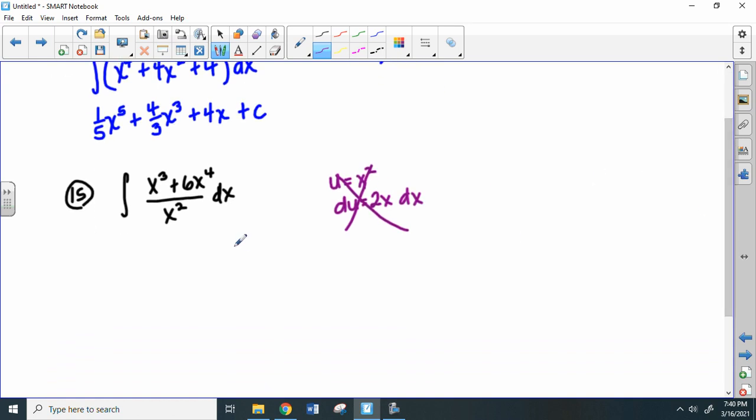In this case, we're going to have to simplify what's already there by doing a little bit of division. So we're going to divide x squared into x cubed and into 6x to the 4th. That gives us a much easier polynomial to work with. Then I can again apply some basic power rules. So we're going to add a power, divide by the new power, add a power, divide by the new power, and add c.